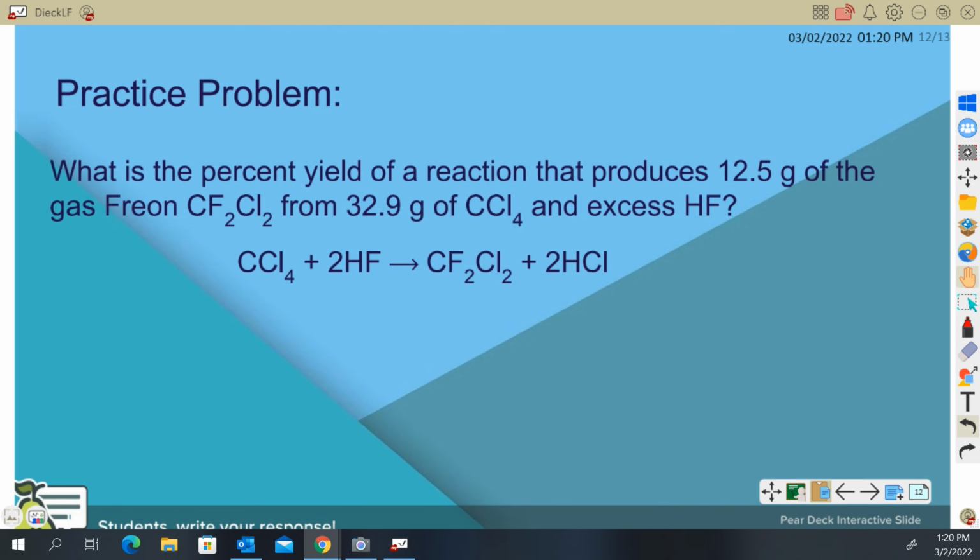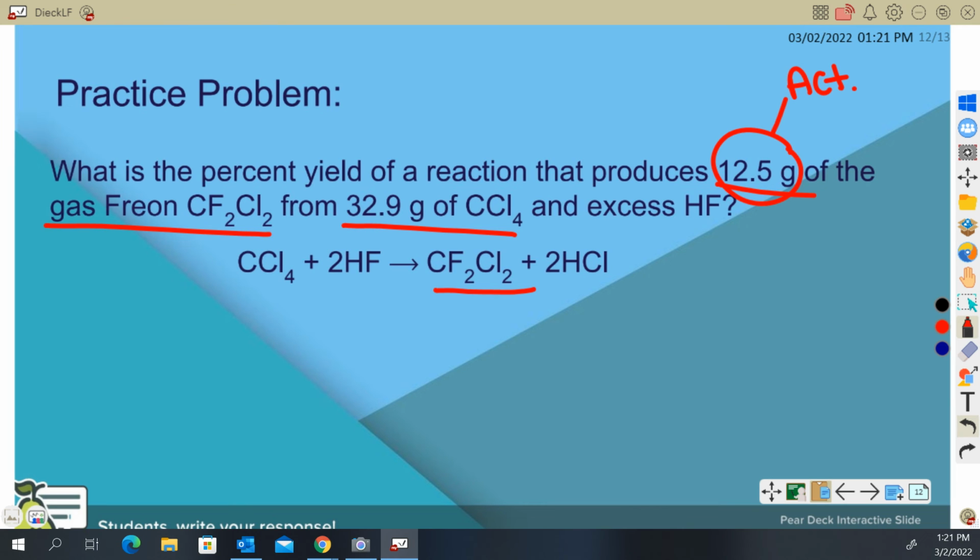All right, now we're going to do a practice problem. First, we're going to read it together. It says, what is the percent yield of a reaction that produces 12.5 grams of the gas Freon, CF2Cl2, from 32.9 grams of CCl4? We have two numbers given to us in this problem, and we need to figure out what exactly they are. Freon, CF2Cl2, is on the right side of my equation, which means it's a product. So the 12.5 grams is our actual yield.